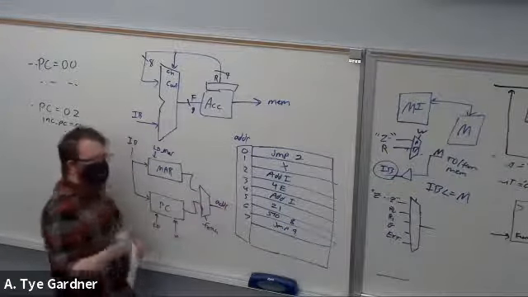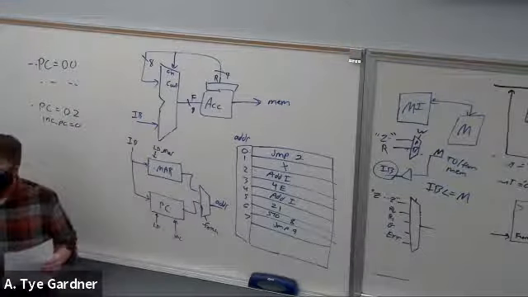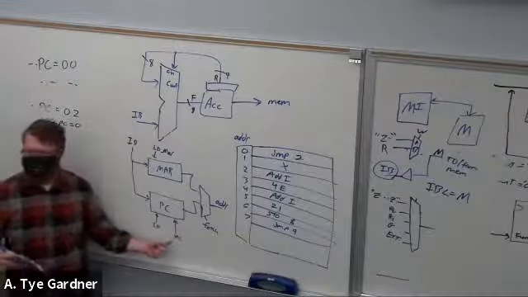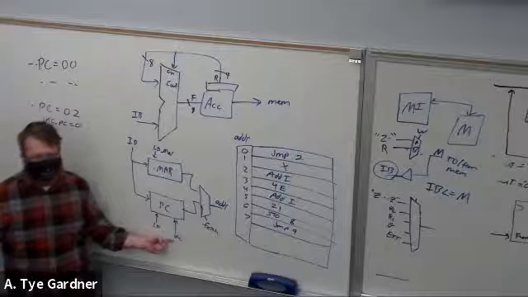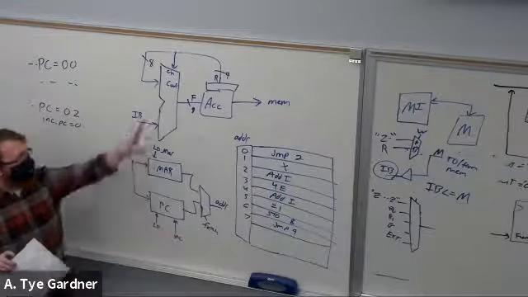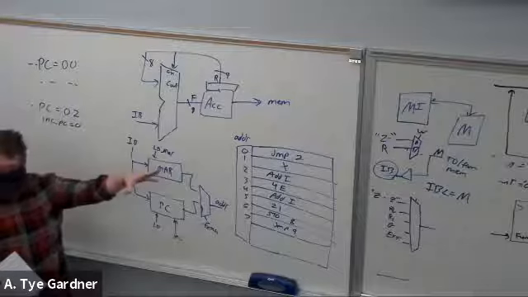Okay, store it to 8 is going to pause the increment PC for a little while because it needs to do a couple of things, right? It needs to take whatever is in the accumulator and throw that into memory.